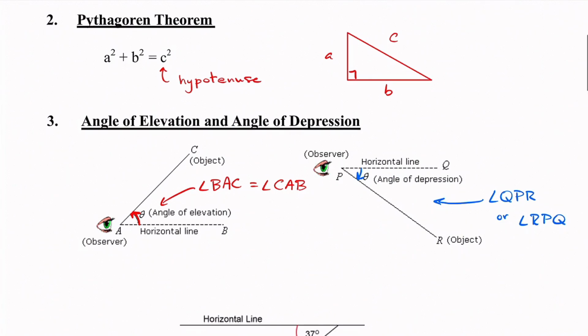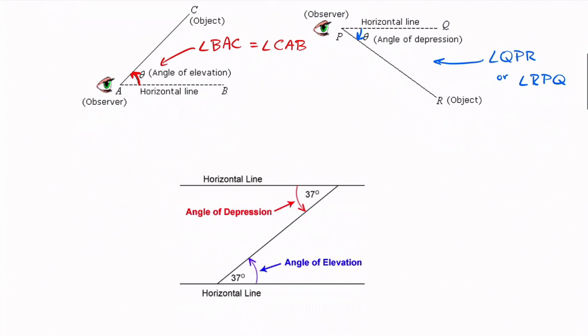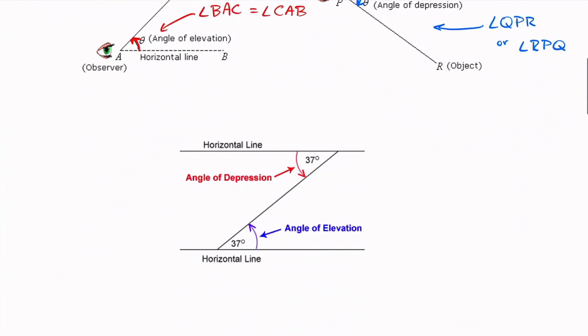Okay, so down below here we got just another diagram of our angle of depression and our angle of elevation. So again, angle of elevation is when you look upwards. So let's say you were standing right here and you looked upwards. That's your angle of elevation right there. And then we could say if you were right here and you were looking downwards, this would be your angle of depression. Okay, so looking down, angle of depression, looking up, angle of elevation.